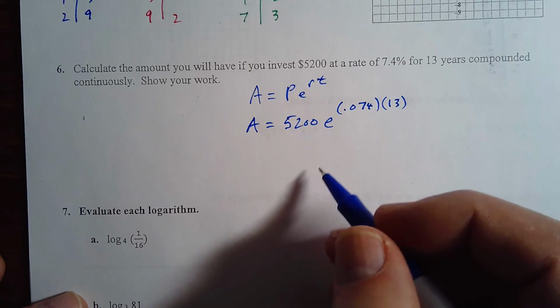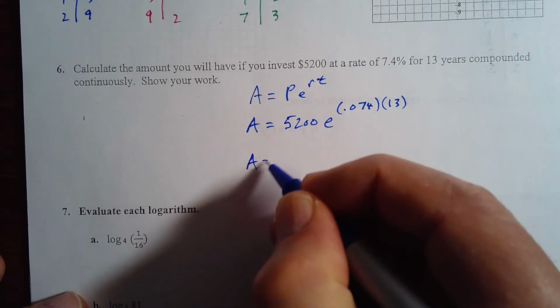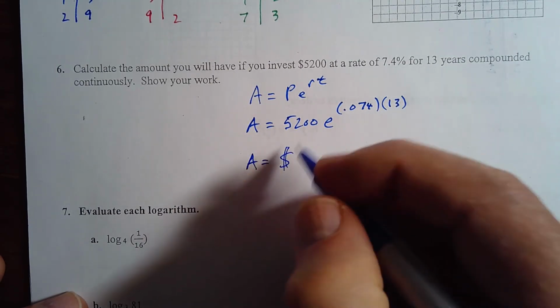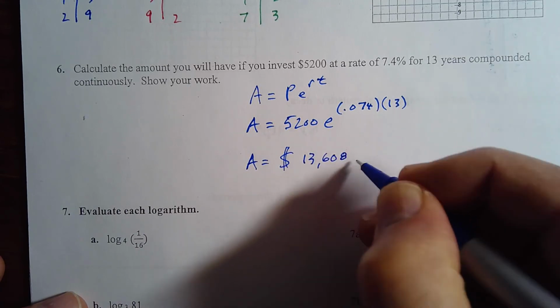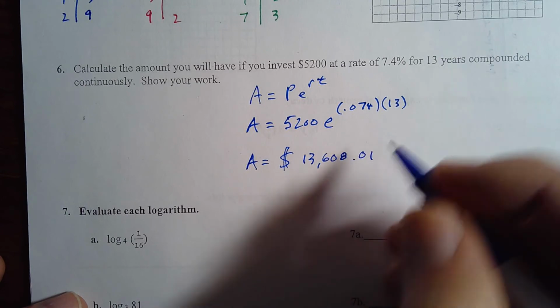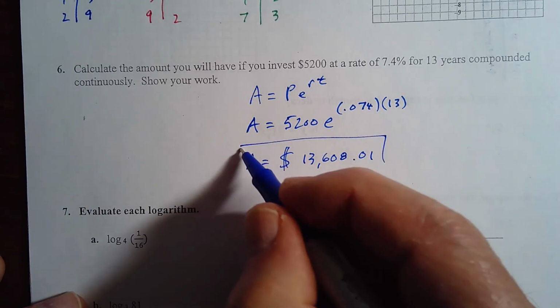After this, let's just type it into your calculator. If you do that correctly, you get the dollar amount to be $13,608.01. Money problems, just round to the nearest penny as usual.